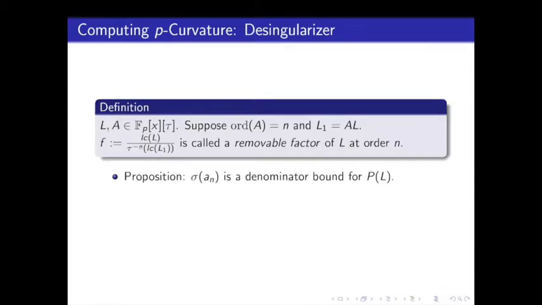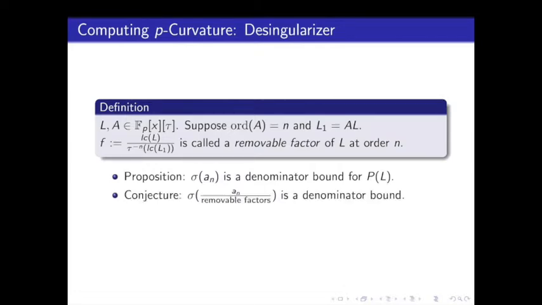And we also have a desingularizer. We all know how desingularization works in characteristic zero, but in characteristic p, here's my definition. If we multiply L by some other operator A, and in their product some factors of the leading coefficient of L disappear, then we say that factor is a removable factor.